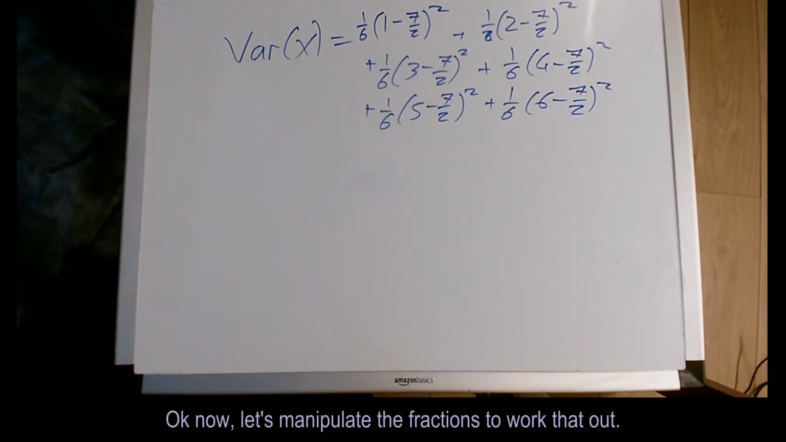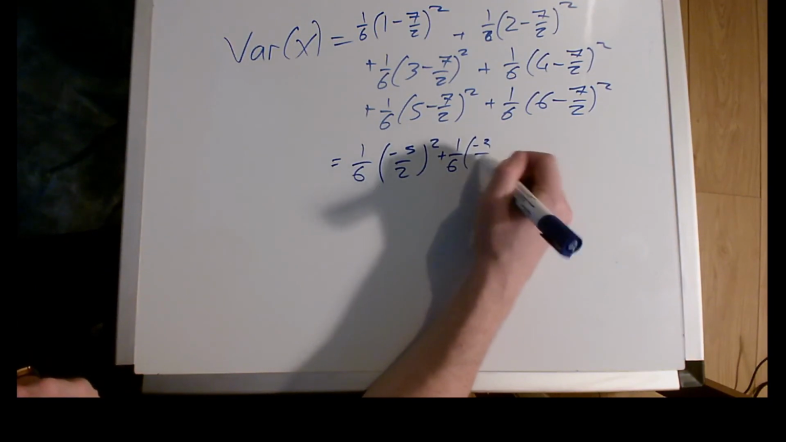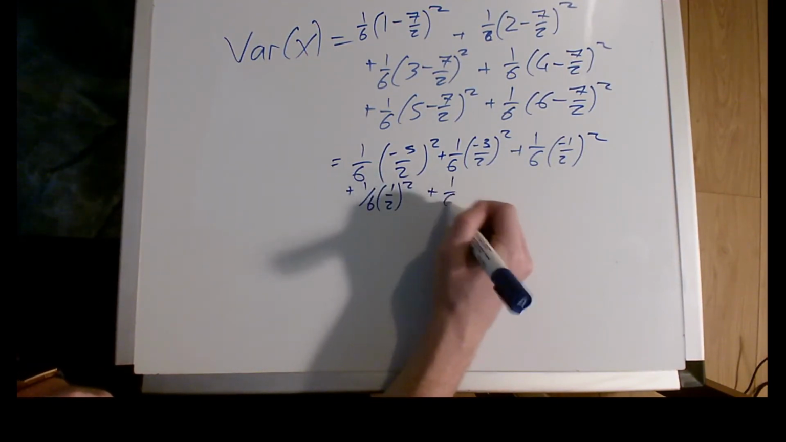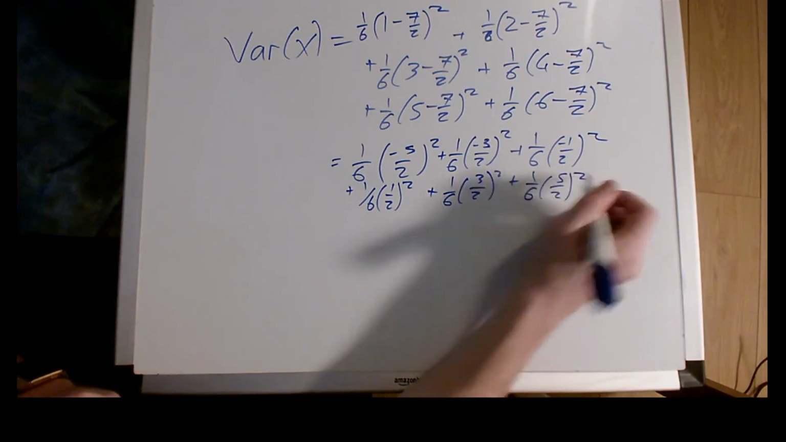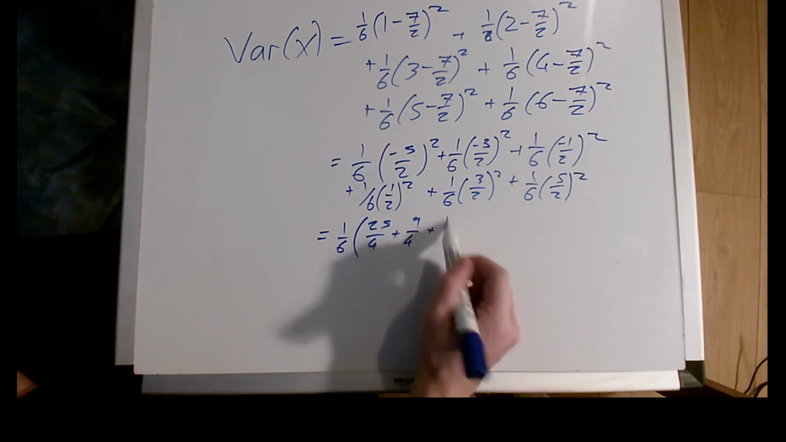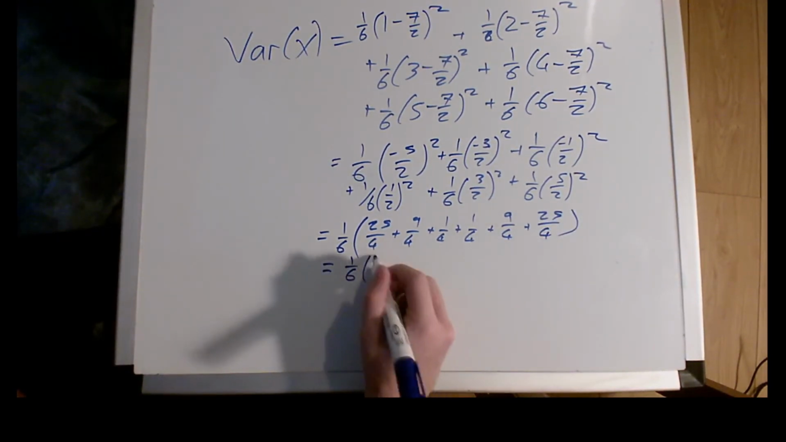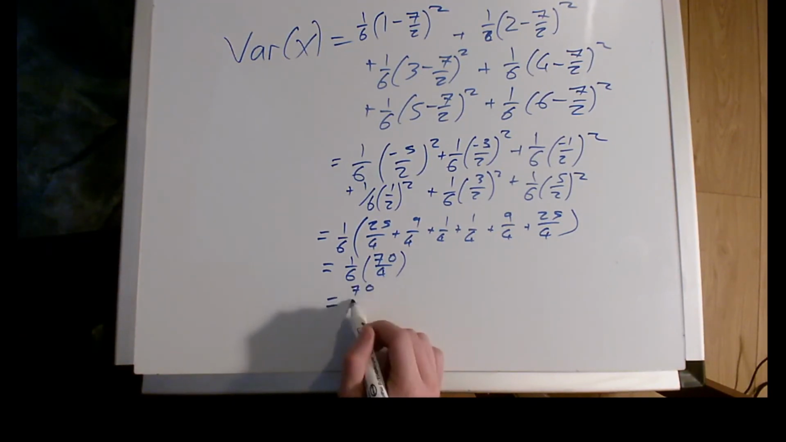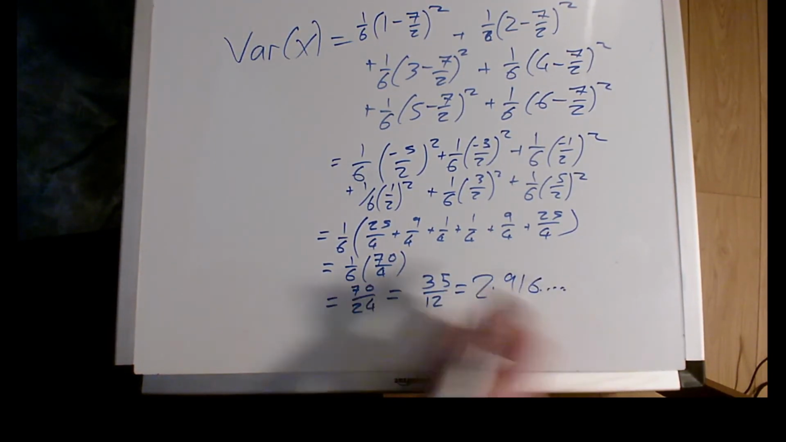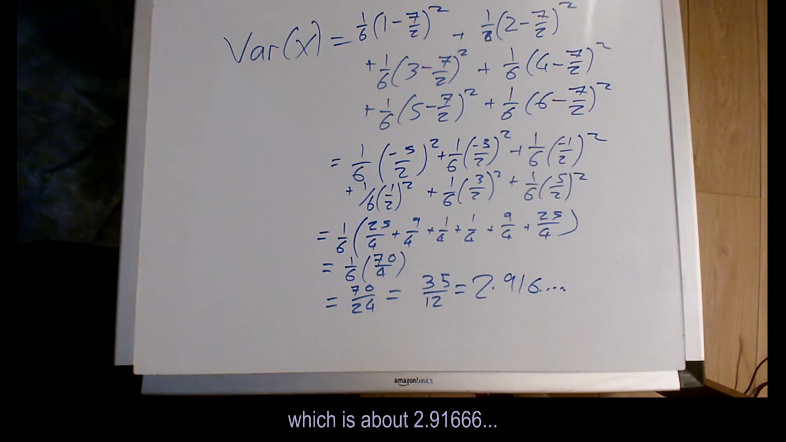Okay, now let's manipulate the fractions to work that out. So the variance of rolling a die is 35 over 12, which is about 2.91666.